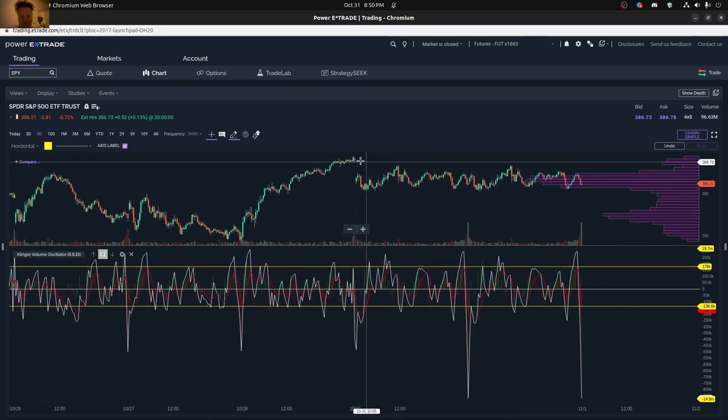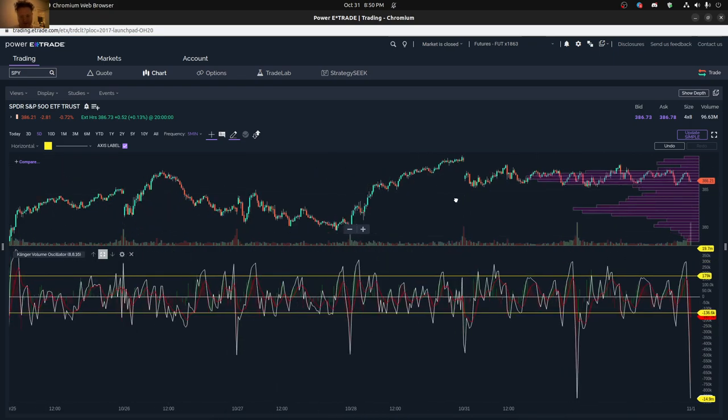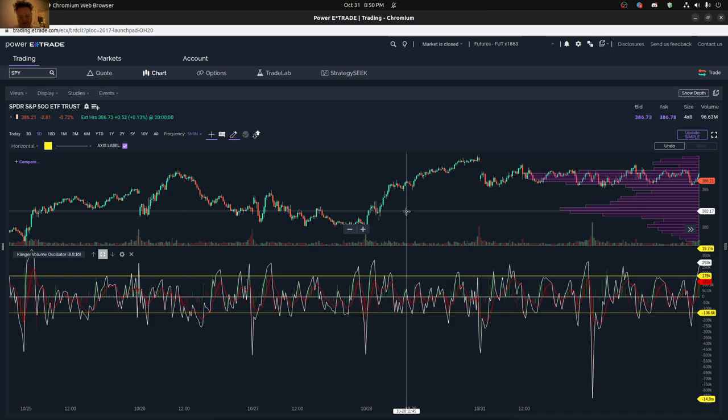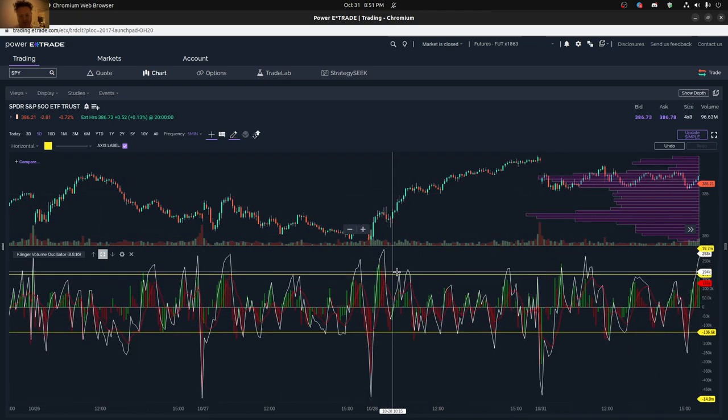So that was pretty choppy. This is kind of a flat day. Here was more of a positive day, but the volume. The other thing about this indicator is that it is always pretty choppy, because you get these positive volumes and negative volumes all mixed in with each other.